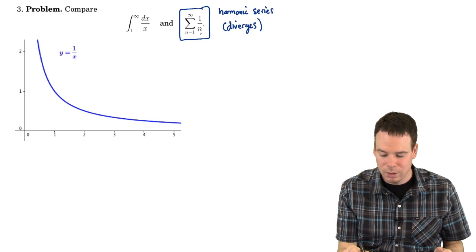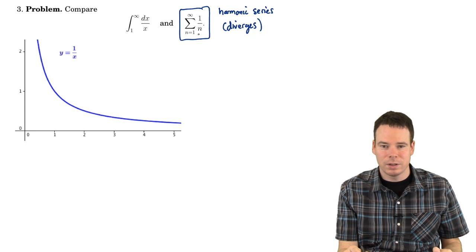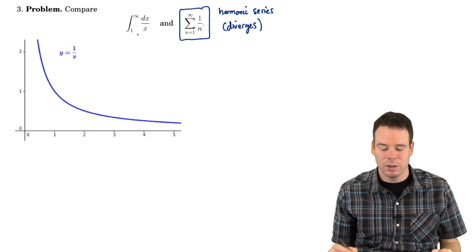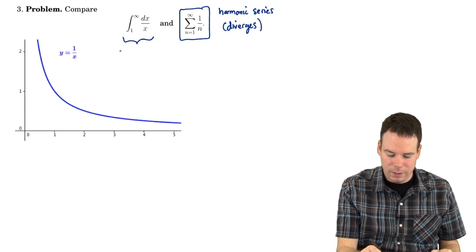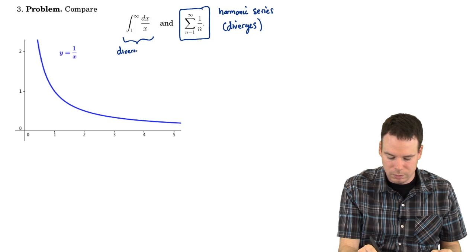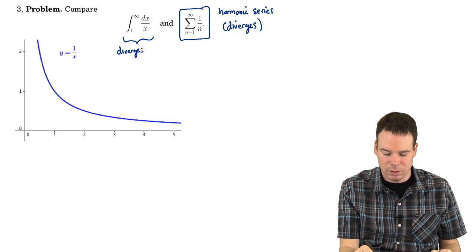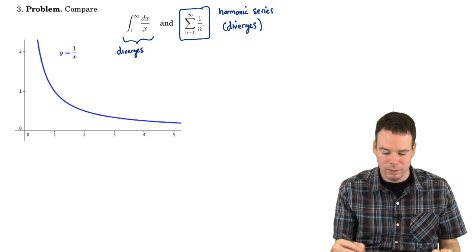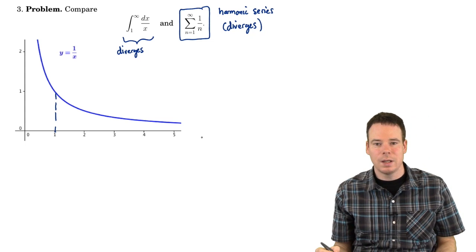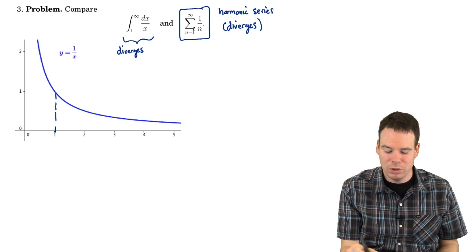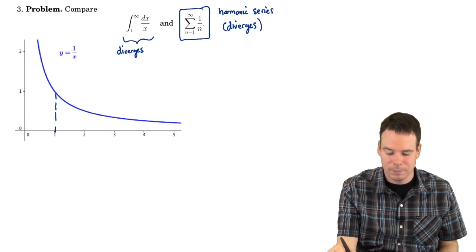So here we're going to look at showing why this harmonic series diverges by doing a comparison with an integral. If I look at the corresponding integral, we have that this diverges. We knew this from a section on improper integrals. So this is a divergent integral. What that means is that the area under the curve is infinite. How can I use that information to tell me information about the harmonic series?